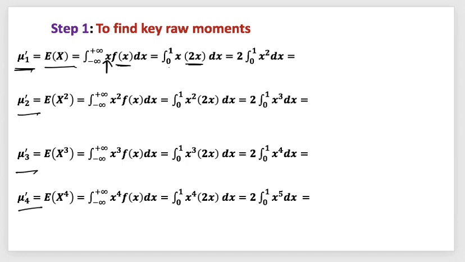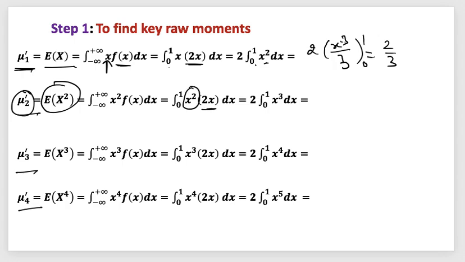So we get 2 times the integral of x square from 0 to 1, and when we integrate, we get x cube by 3 with limits from 0 to 1. When we put the limit 1, we get 2 by 3. In the same manner, mu2 dash means E(X square). In that case, x square is multiplied with the function 2x from 0 to 1. When we simplify, we get the function as x cube. When you integrate x cube, you get x4 by 4 from 0 to 1. Then when you put in 1, you get 1 by 4, so it is 2 by 4, which equals 1 by 2.